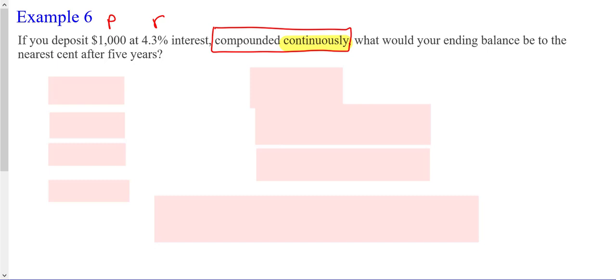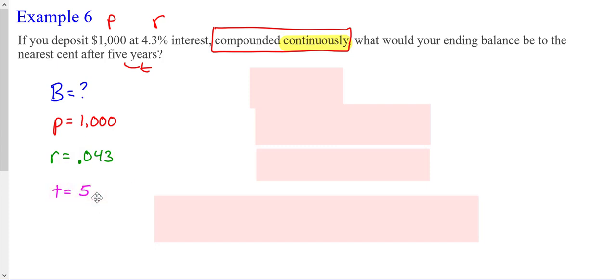What would your ending balance be to the nearest cent after 5 years? So that's our time frame. So we get our variables. We're looking for our balance. So we don't know what our B is. Our principal is 1,000. Our rate converted is 0.043, and our time is 5 years.